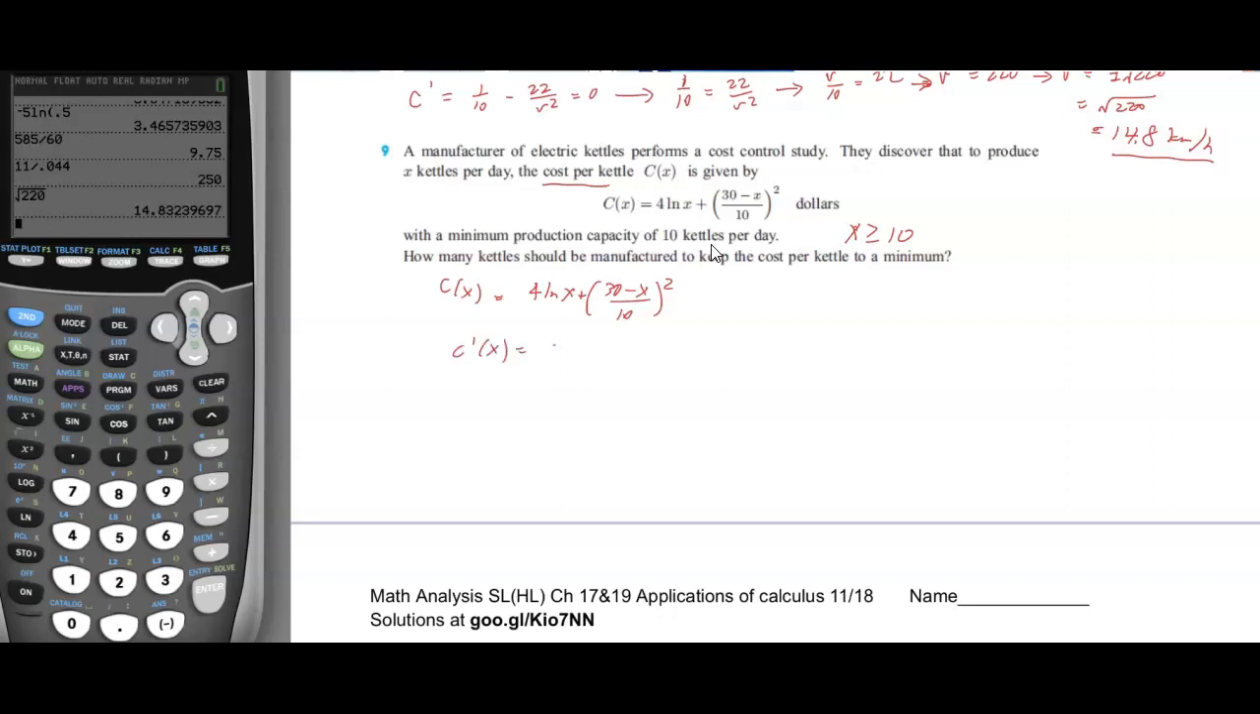It's going to be 4, and the derivative of natural log of x is 1 over x. For the derivative of (30 minus x) divided by 10, squared, first we do the derivative of the outside function, which is the squaring, and leave the inside the same, chain rule, right? Reduce the exponent by 1. Then we multiply by the derivative of the inside. The inside looks like 30 over 10 minus x over 10. The derivative of 30 over 10 is 0, and the derivative of x over 10 is negative 1/10.